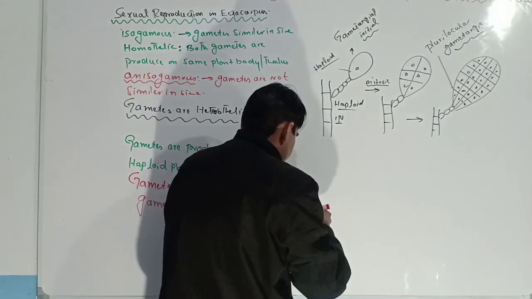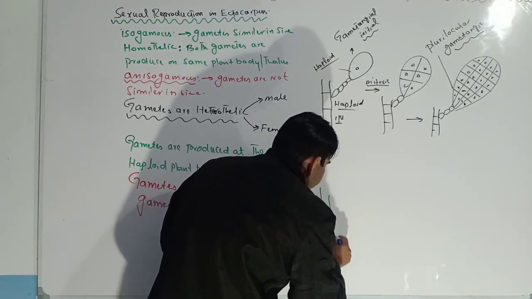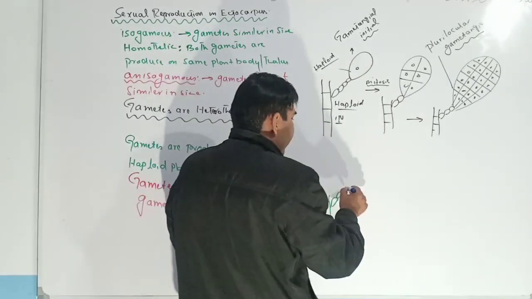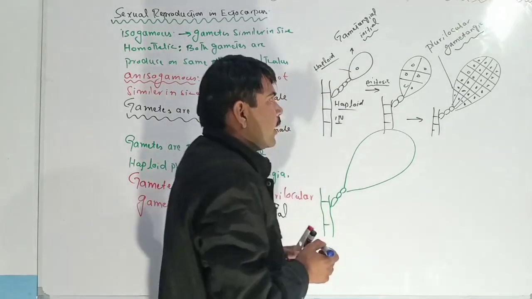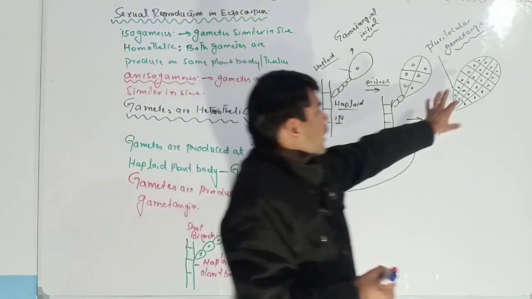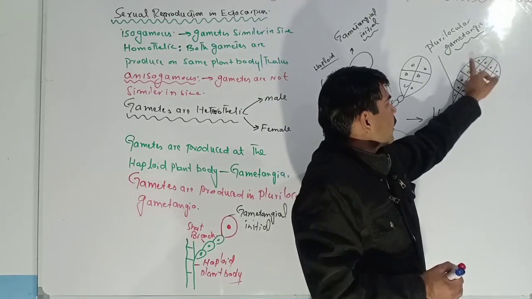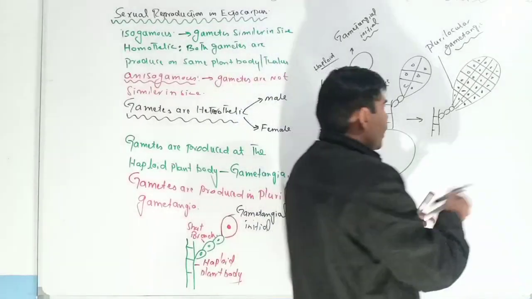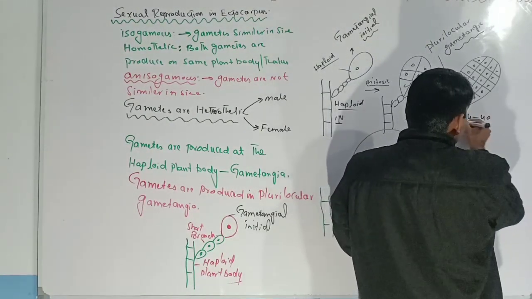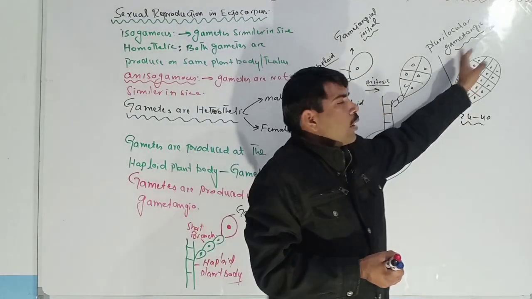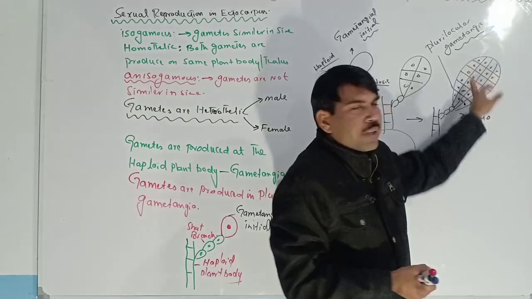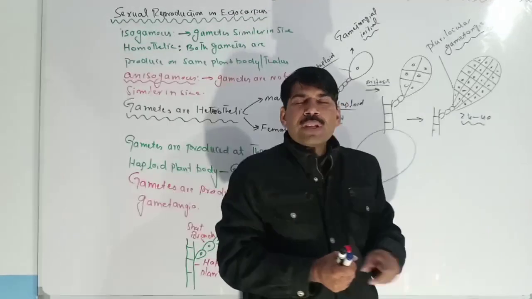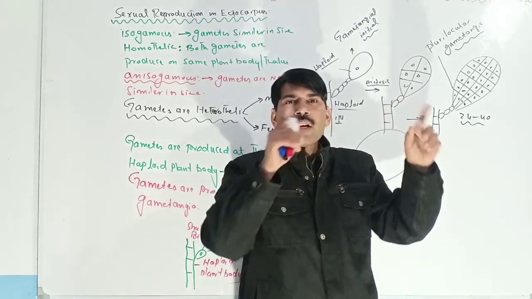Actually, this is the plant body. These are the short branches, and now it is converted into this plurilocular gametangia. These are the layers or rows of the cells, also known as tiers. When the number of these rows becomes 24 to 40, then each cell's nucleus starts to be surrounded by its protoplast.